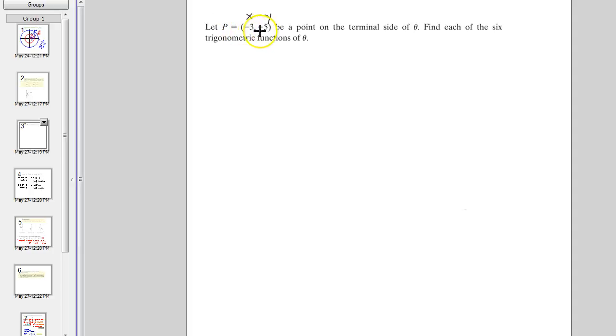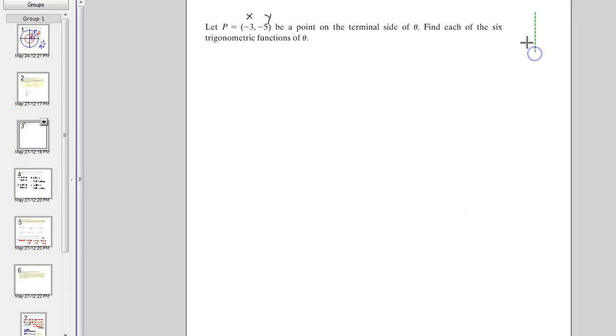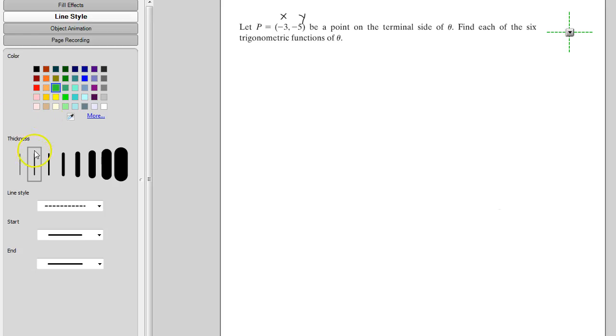All right, so (-3, -5) is a point on the terminal side of some angle theta. Find all six trig functions. So just to give you a visual here, we've got our x-axis, our y-axis. All right, let me make those solid.